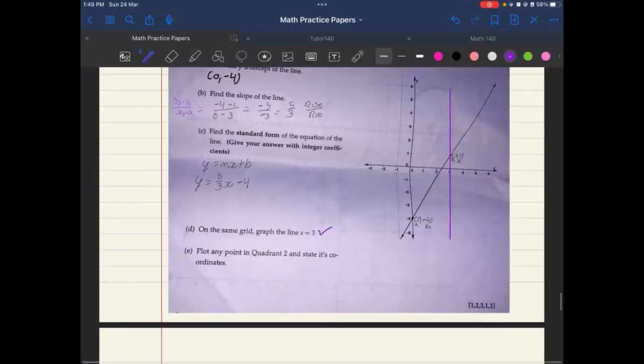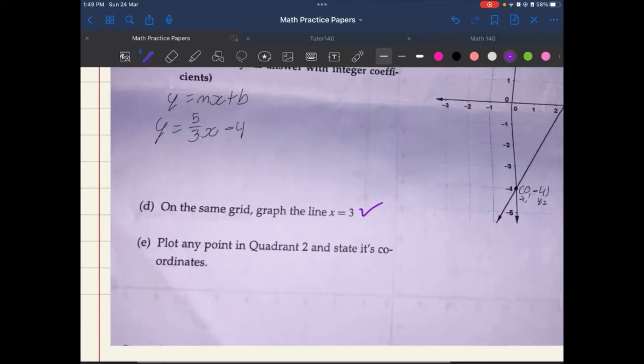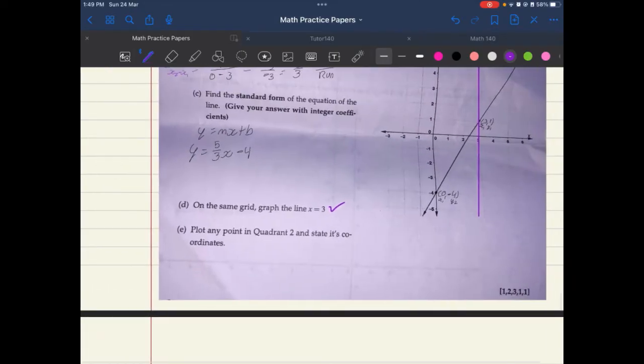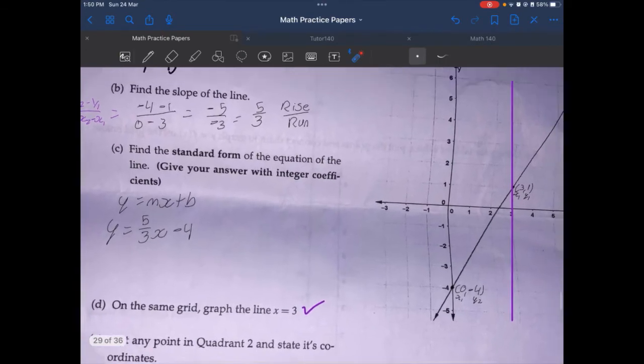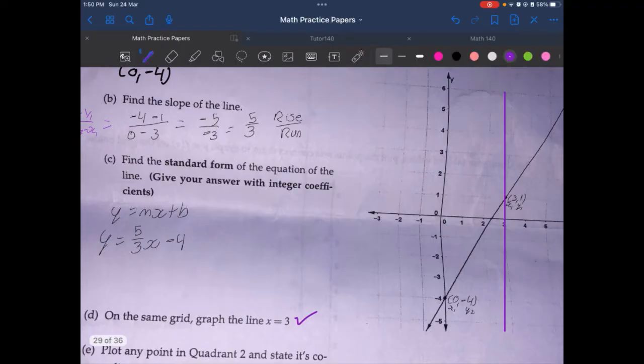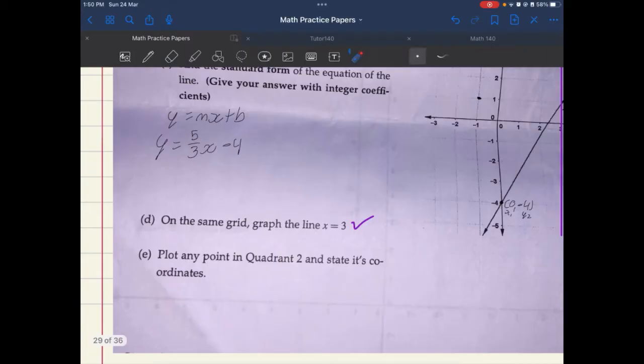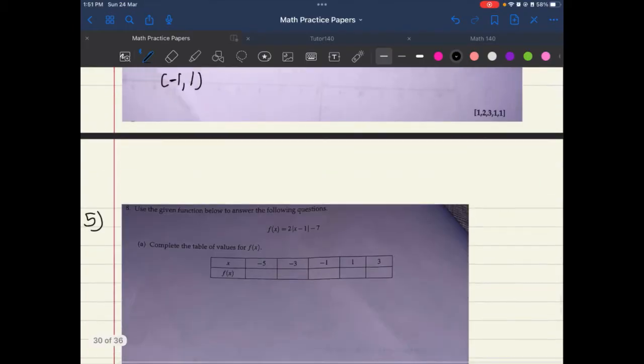Okay, plot any point in the second quadrant and state its coordinates. So remember, this is the first quadrant, this is the second quadrant, this is the third quadrant, this is the fourth quadrant. They say plot any point in quadrant 2 and state its coordinates. So let's just point this. And for coordinates, x goes first and then y. So (-1, 1). Okay, so moving on.